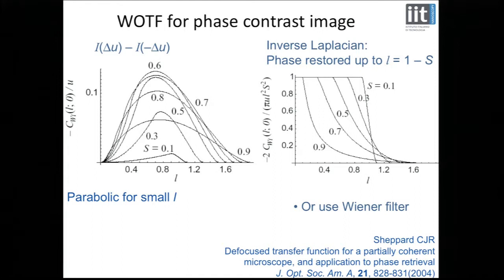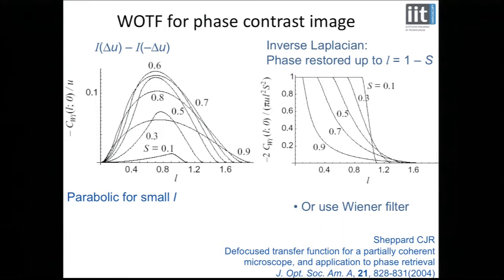Then we notice, amazingly, this region here, these are all parabolas basically, right? So digitally we can get rid of that parabola by applying an inverse Laplacian operator to the data, which has the effect of dividing by this parabola, and we end up getting something like this. So after we've applied this inverse Laplacian, this is our transfer function for phase information that we get. And you see how it depends on the coherence ratio, S. Around 0.5, 0.7, around this region, you're getting a flat response, all works very nicely.